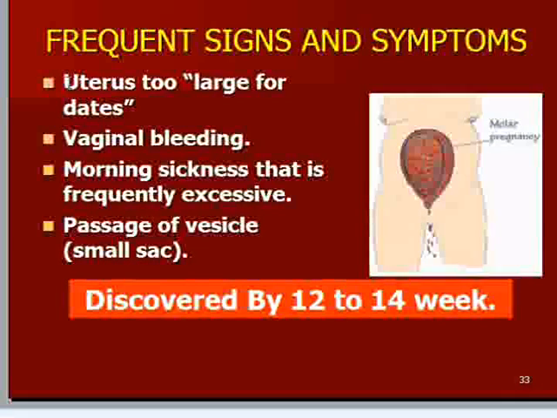The mother can appreciate the uterus is big enough in the first trimester, and normally you cannot see the uterus in the first trimester. You can appreciate some vaginal bleeding in the mother. Morning sickness can be excessive because of the high estrogen level. Some patients may complain of passage of vesicles, like grape-like structures, with vaginal bleeding. So mostly you get all the complications by 12 to 14 weeks. So these are the signs and symptoms of the hydatidiform mole.